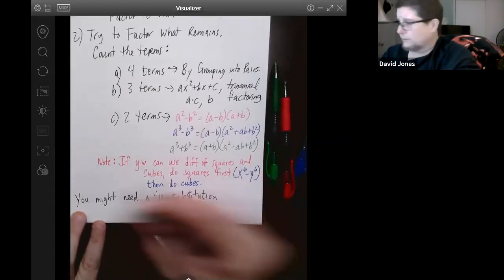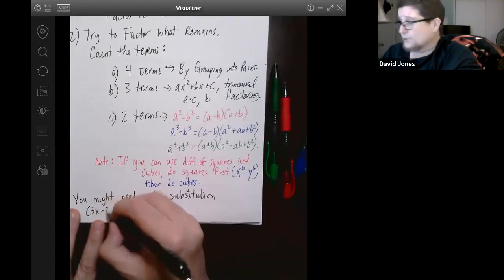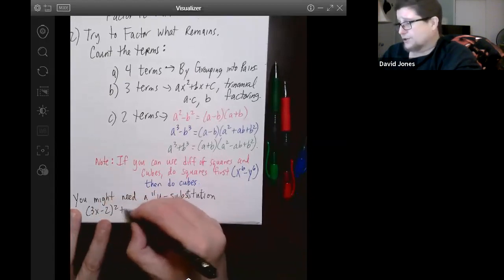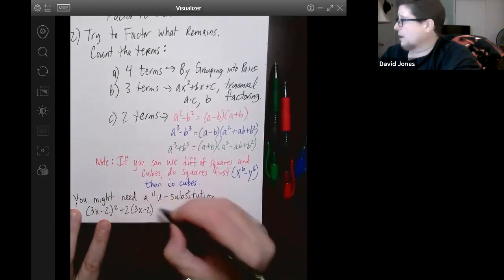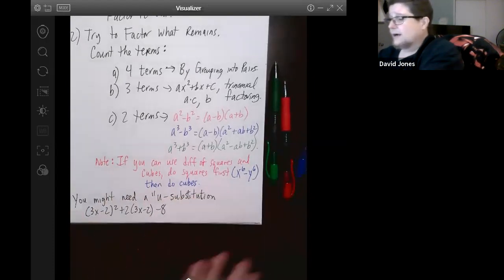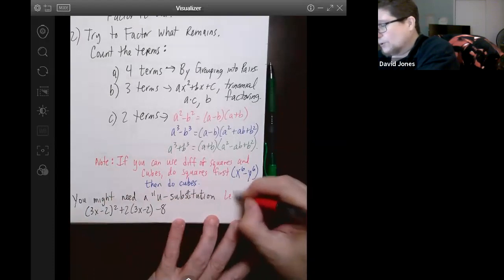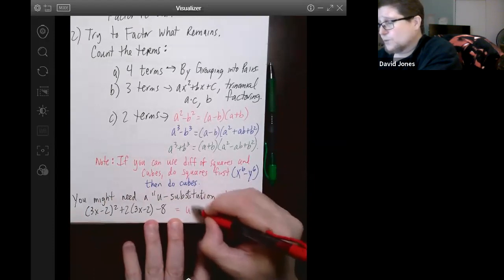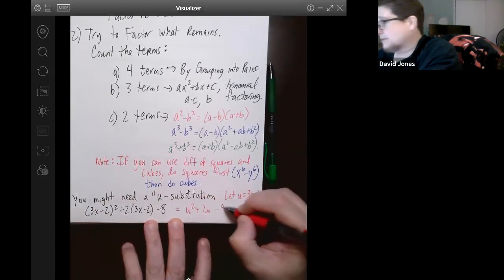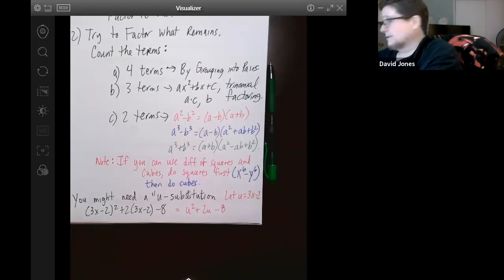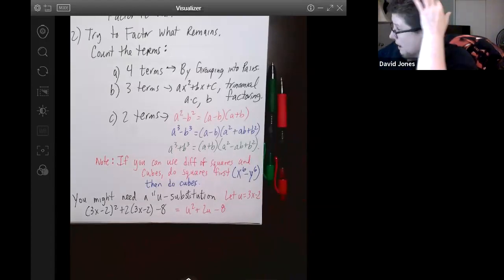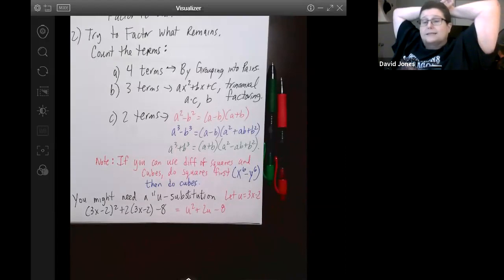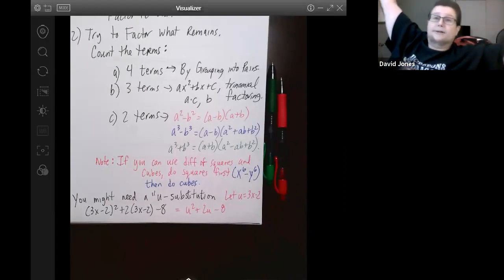For example, 3x minus 2 squared plus 2 times 3x minus 2 minus 8. If I let u equal 3x minus 2, this becomes u squared plus 2u minus 8. And that one factors more also. Okay? Woo! Long section, right? Long section. That's it, though. That's it.